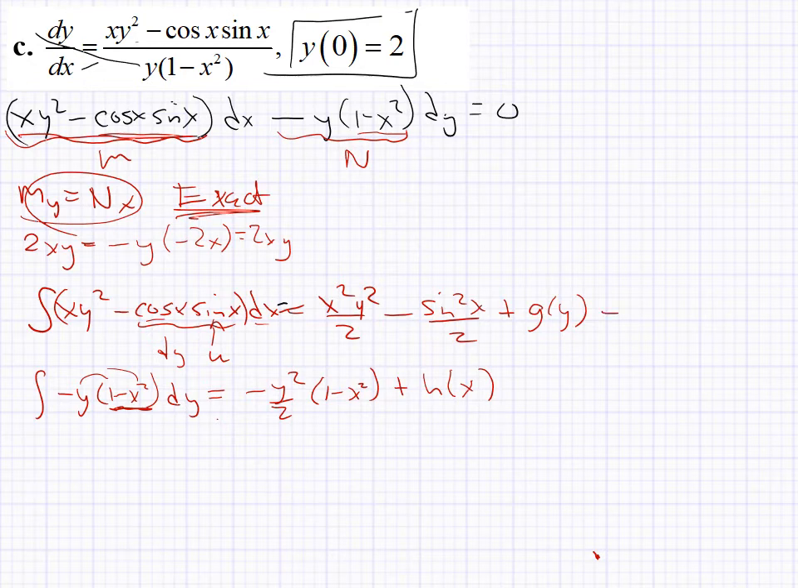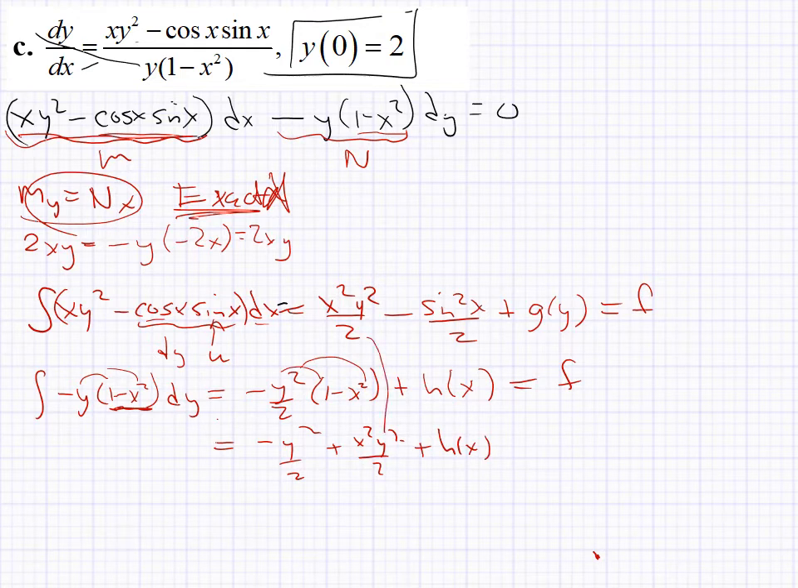And then we say, okay, this should have equaled f, as well as this should have equaled f. They both should go back to the same f, since it's exact. So we go and match these things up here. We would distribute this in here and here. What you're going to see is that this gives me minus y squared over 2 plus x squared y squared over 2 plus h of x. And so these are the same. That tells me that the remaining pieces, which is this minus sine squared x over 2 plus g of y, has to equal this minus y squared over 2 plus h of x.